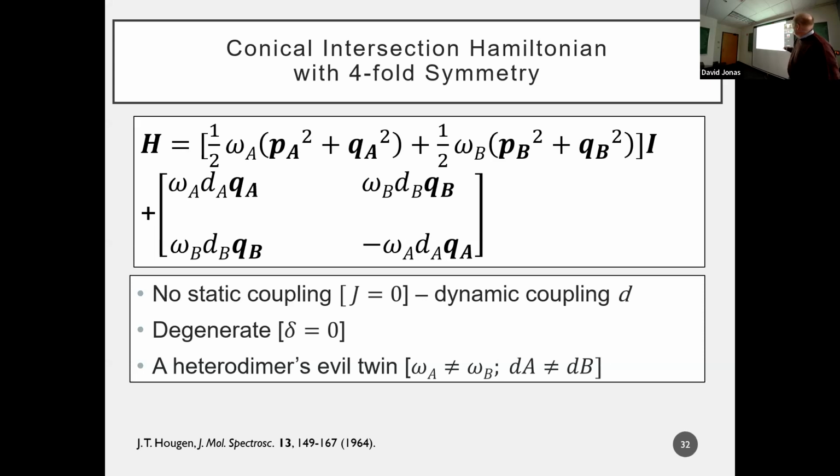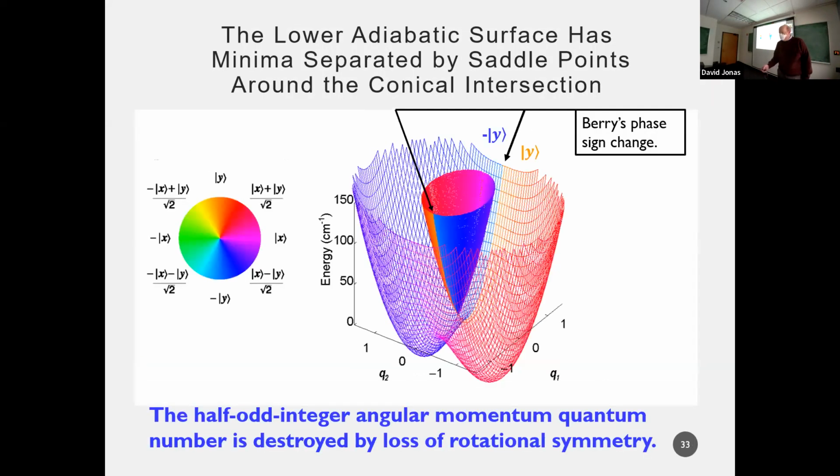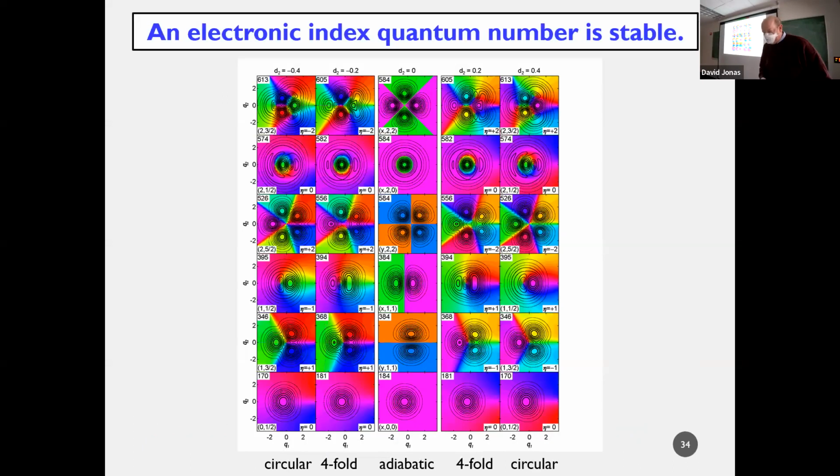Sorry, I lost my subscript formatting there. So what does that do? The adiabatic potential surface now gets sort of distorted out. You'll notice this one is sort of elliptical this way. This one looks sort of elliptical in the other direction. I get two symmetry-related minima separated by two symmetry-related saddle points. And the angular momentum quantum number that I had before is totally destroyed, all right? Because I've blown my rotational symmetry.